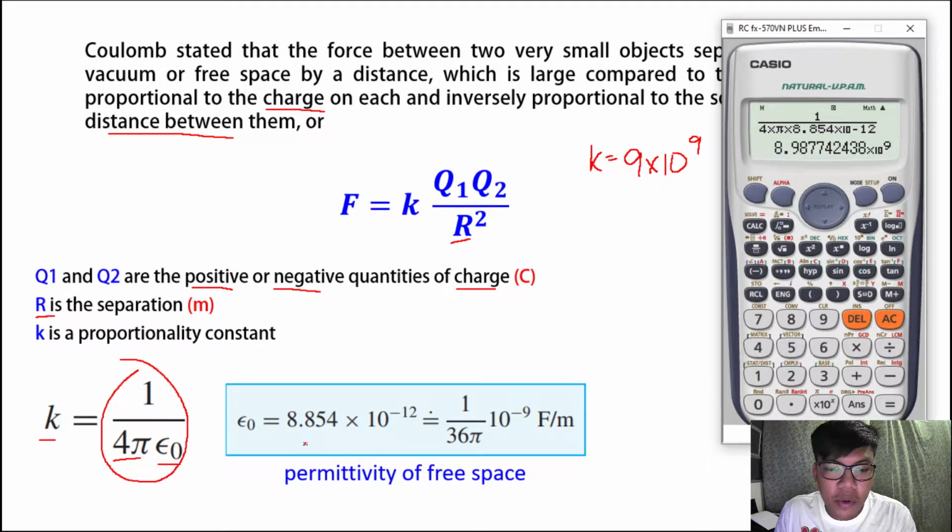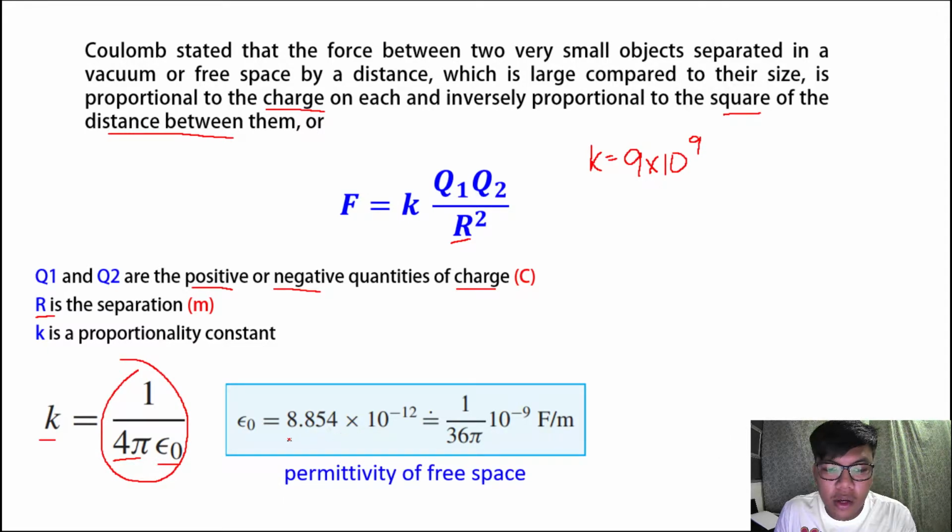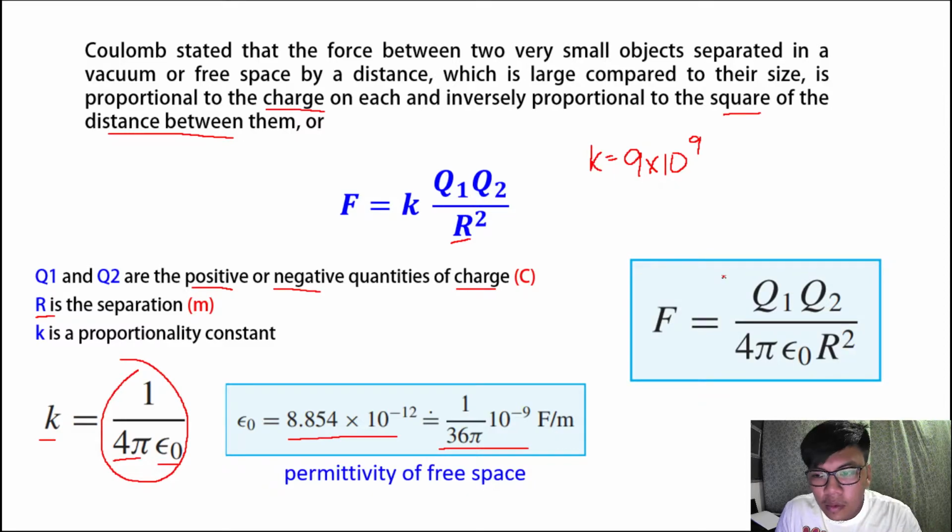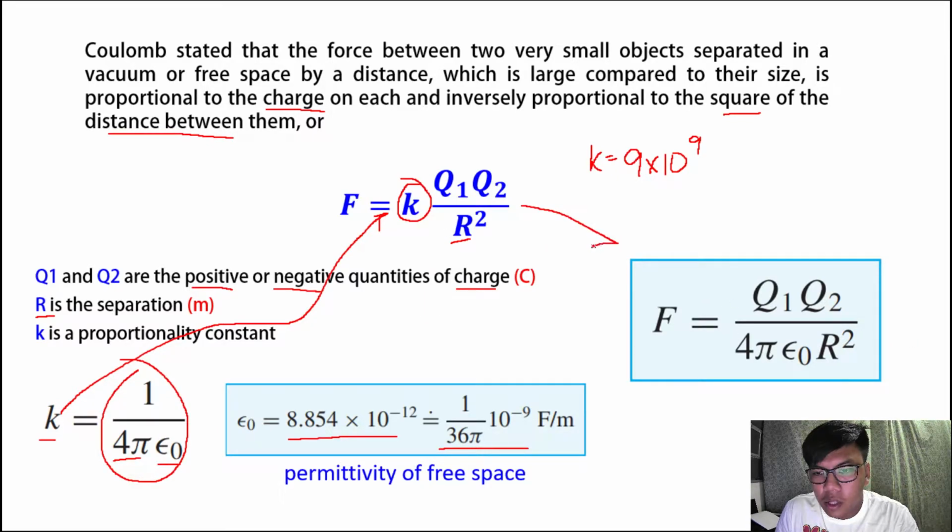Mas eksakto, syempre ito. Parehas lang yan, pwede mong gamitin to, 8.854 times 10 raised to negative 12, or ito namang 10 raised to negative 9 over 36 pi, farad per meter. Ngayon, yung K, pinalitan lang natin, ipinasok natin dito sa K na to. Kaya naging ito kinalabasan: Q1 times Q2 all over 4 pi epsilon sub zero R squared.